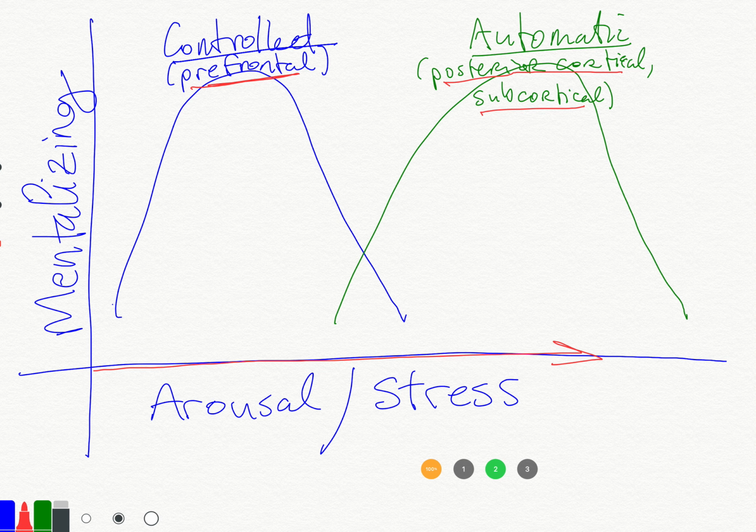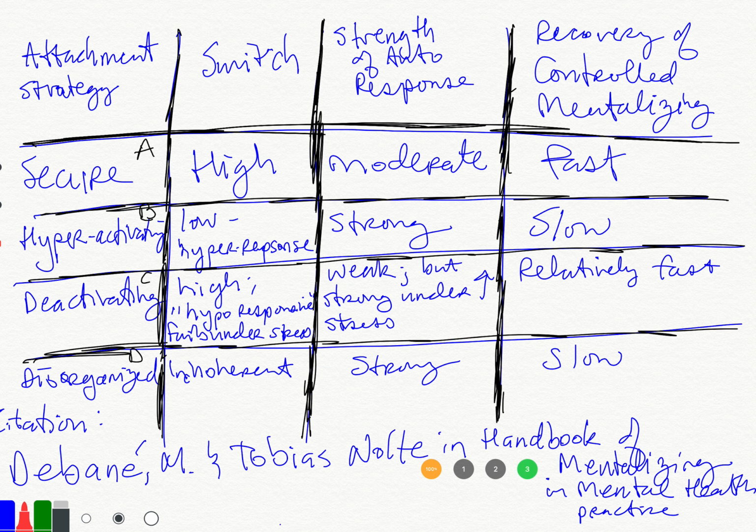So as stress increases, all people have a point at which they switch from controlled mentalizing to automatic mentalizing. And this switch point can shift up or down, and you would just imagine the curves here of the controlled mentalizing and automatic mentalizing similarly moving either left or right, and that would be a measure of the resilience and stress tolerance of a particular individual, depending upon where that switch point was.